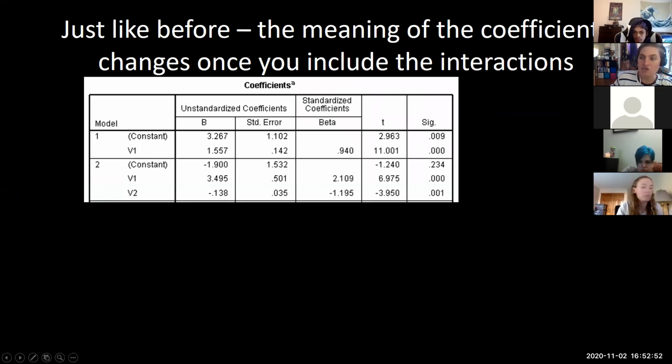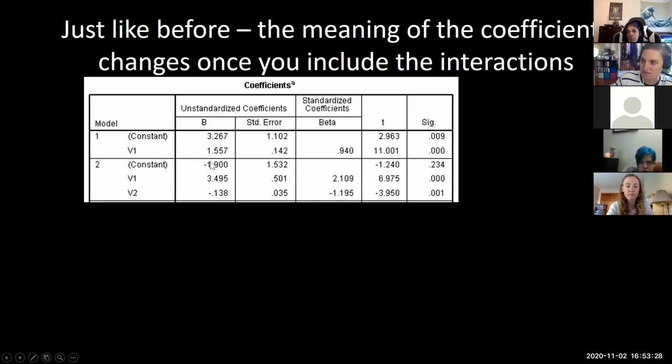Now, just like with interactions, the meaning of the coefficient changes when you include the interaction of the variable with itself. And to demonstrate, I have the results of this table both ways. I have the results of this equation with just the linear relationship and then one with the linear and the quadratic. So you can see how it changes. Look at how much weaker this slope looks: 1.557 when you don't account for the quadratic effect.